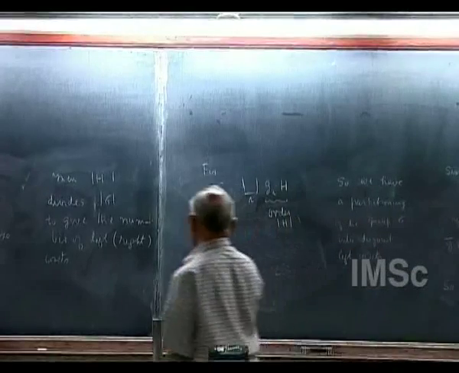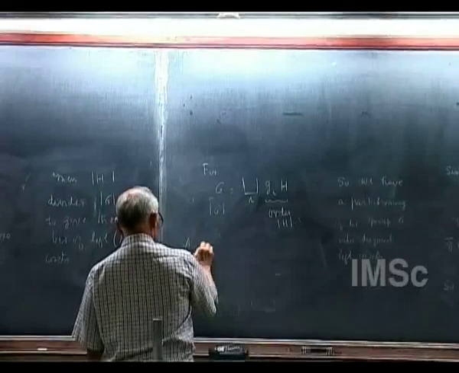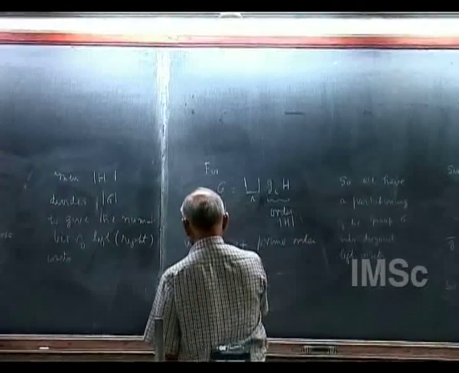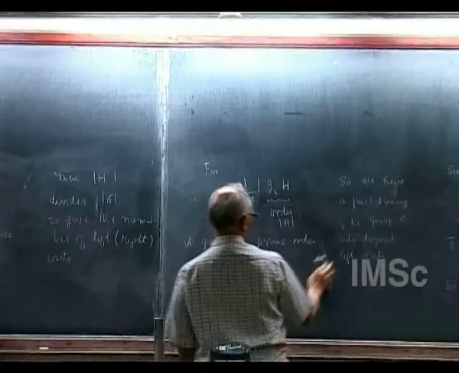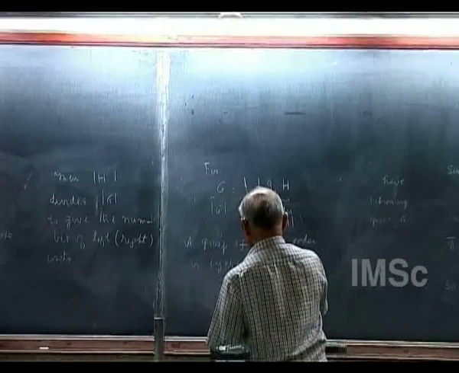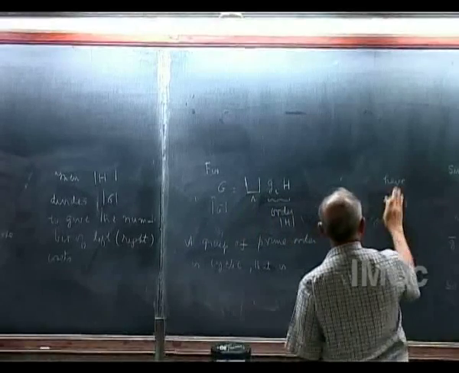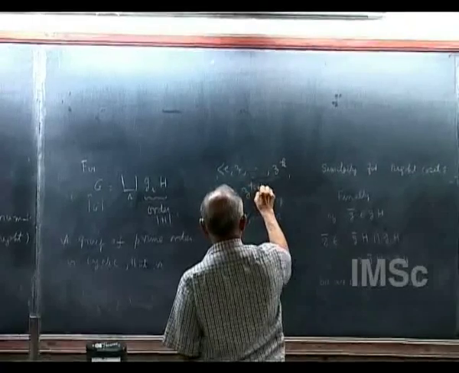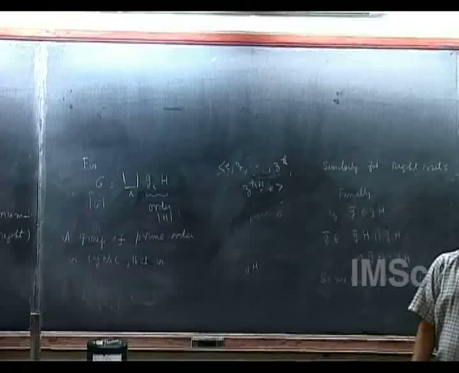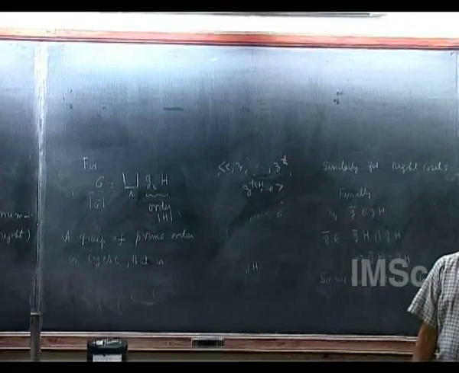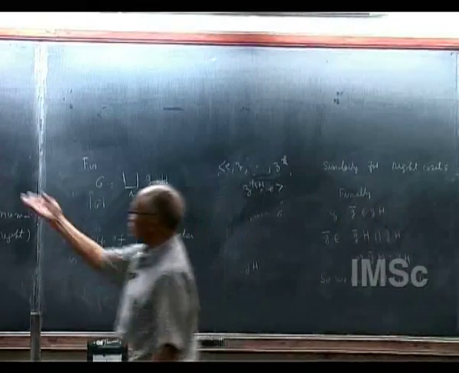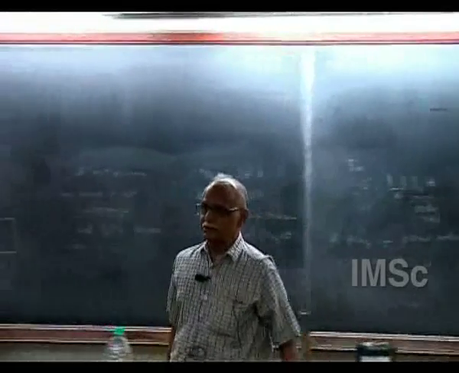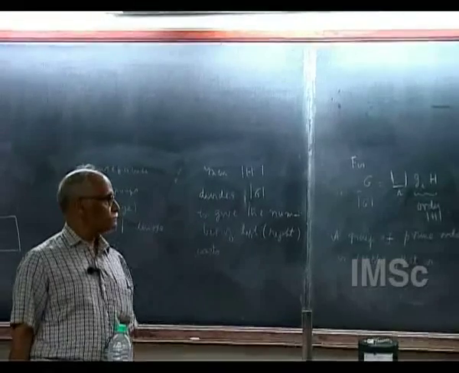Another thing I'll state here, but you can think about it. A group of prime order is cyclic. What does it mean? That is, the elements have the form identity, z, up to z to the k, then z to the k plus 1 is z. The group of prime order is cyclic. Not obvious, right? The reason is that you cannot have a subgroup. Since the order is prime, there is nothing which can divide it. So you have to play around with this a little bit, and then you get the answer.